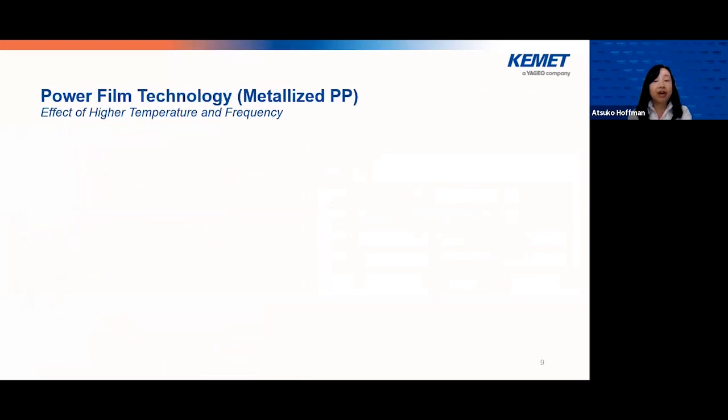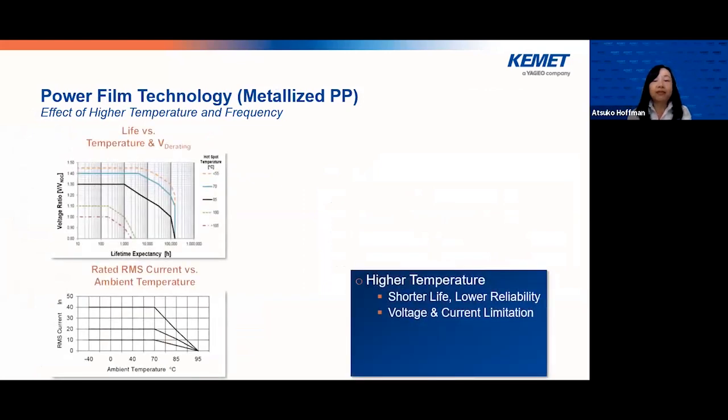We mentioned polypropylene film capacitors in traditional low frequency converters. The polypropylene film capacitors are usually rated at 105 degrees C or 110 degrees C. As you can see from this graph, operating life becomes a little bit shorter at higher frequency and higher temperature, and the voltage and then the current need to be derated at higher temperature as well.